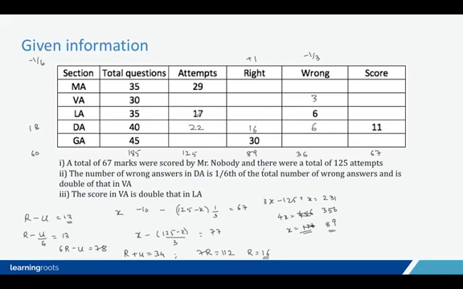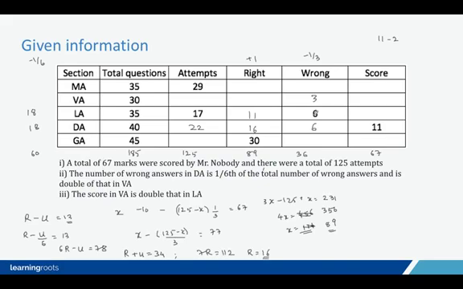Similarly, if you look at LA, 17 have been attempted, out of which 6 are wrong. So basically 11 have to be right. If out of 35, 17 have been attempted, then 18 would not have been attempted. Now again, if you look at the total of this entire thing, 11 right would have got 11 marks. 6 wrong would have attracted a negative of minus 2 basically. So 6 into 1 by 3 will be 2.